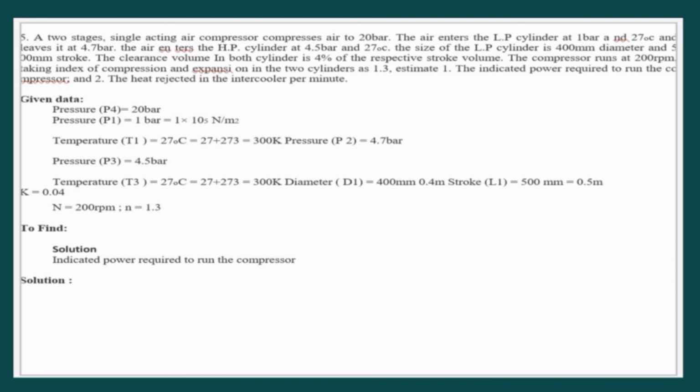And diameter D1 is 400 mm or 0.4 meter. Stroke L1 is equal to 500 mm or 0.5 meter, K is equal to 0.04. N is equal to 200 RPM. n is equal to 1.3 for compression and expansion in the two cylinders. To find the indicated power required to run the compressor.